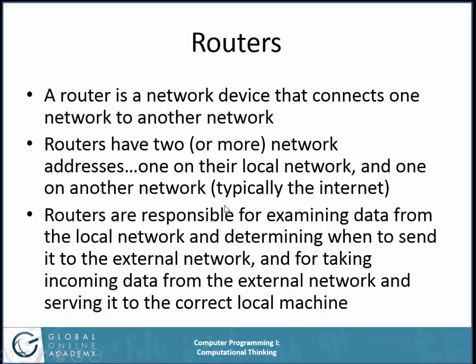So a router is a network device that connects one network to another network. Now, a router has to have at least two, maybe more, network addresses, one on the local area network and one on another network, typically the internet. Routers are responsible for examining data from the local network and determining when it needs to be sent to the external network, and similarly for taking incoming data from the external network and serving it to the appropriate local machine.